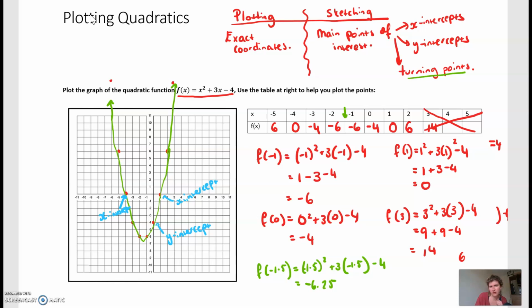You should be able to see that. You've got 0 as your f of x. Likewise, your y-intercept is where x is 0, and you've got that y value.